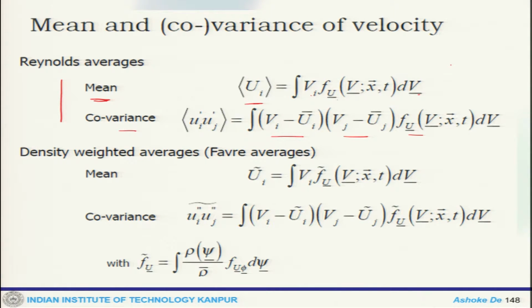Now, once you do Favre averaging, this is the Favre average mean. So, then we will take the Favre average PDF function. Similarly, for covariance we take the Favre average PDF function, where the Favre average PDF function is defined as rho psi by rho bar times f u psi d psi. So, this is how you get to this.